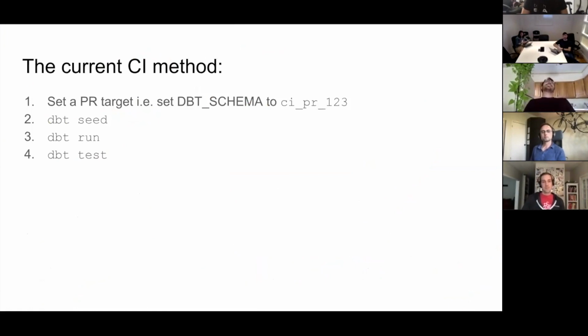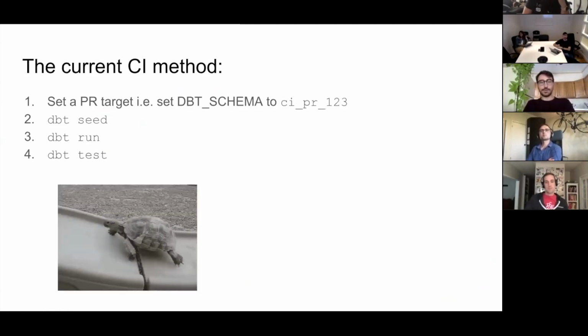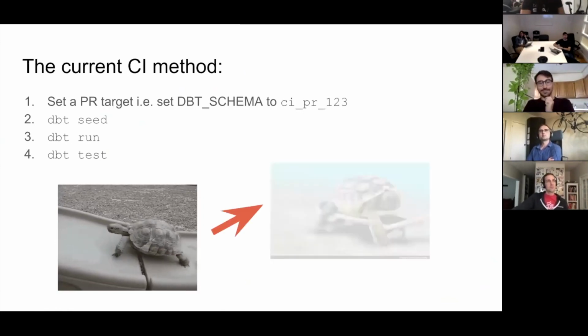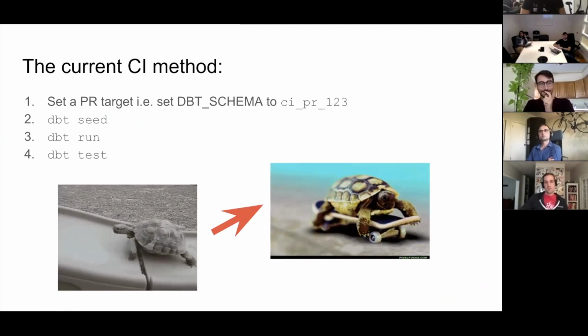The current paradigm for testing dbt models in CI environments is that you just run dbt seed, run and test in some other schema, let's say ci_pr_123. The thing we were finding at Bowery, though, is that it was pretty slow. Sorry, I put a couple of GIFs into this presentation. Our goal is to make CI a little bit faster, so give our turtle a skateboard.